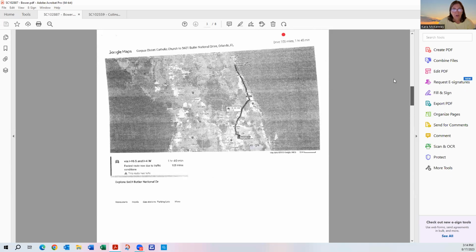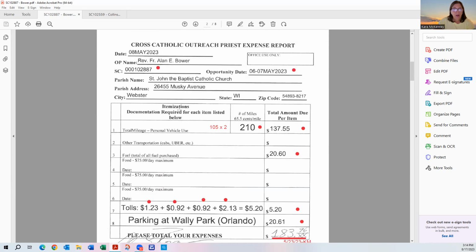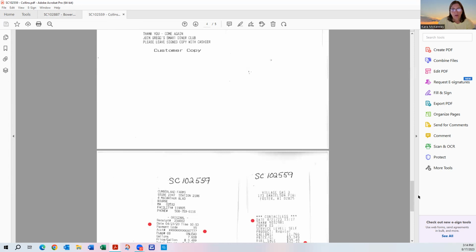You'll notice up here on lines 4, 5, and 6 that the maximum food allowance per day is $75. Also, alcoholic beverages are not covered. So if you purchase an alcoholic beverage, please make sure that you cross that off your receipt and subtract the amount for reimbursement. I want to show you one more example, and this is this one here.